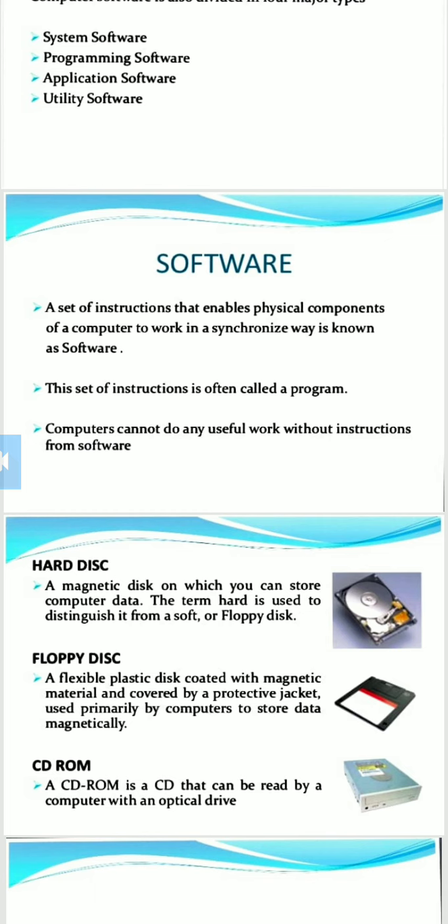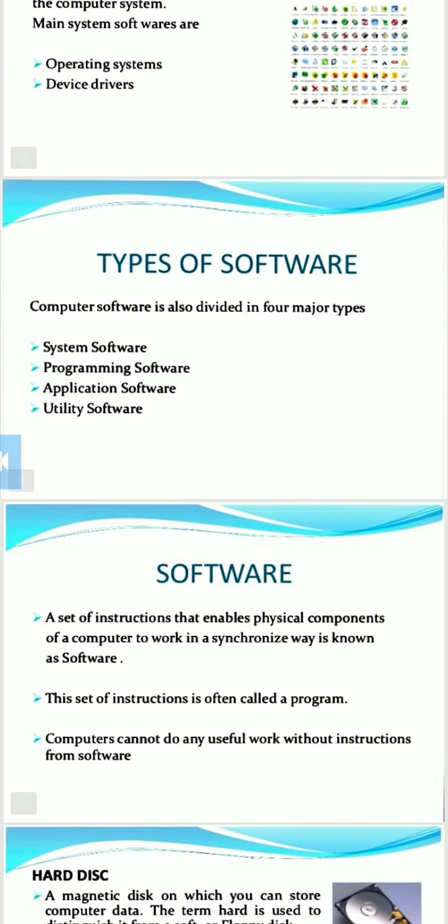Software. A set of instructions that enables the physical components of a computer to work in a synchronous way is known as software. The set of instructions is often called a program. Computers cannot do any useful work without instructions from the software. Types of software. First one is system software, second one programming software, third one application software, the last one utility software.